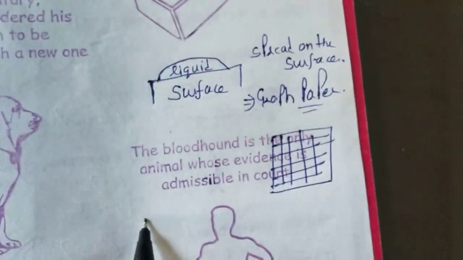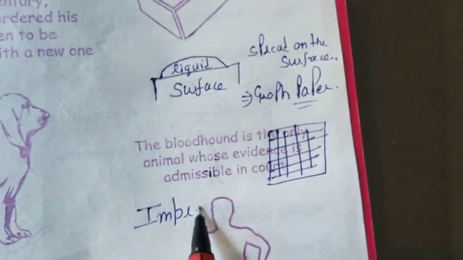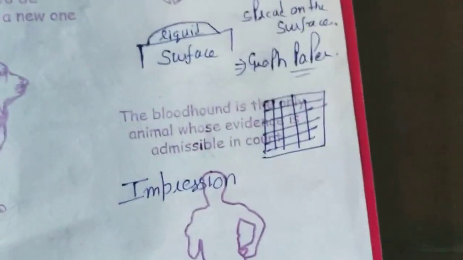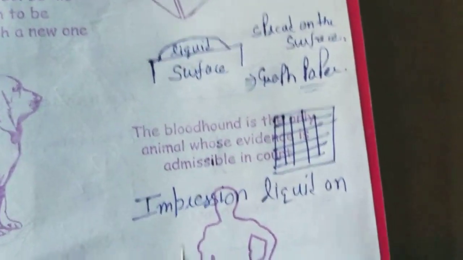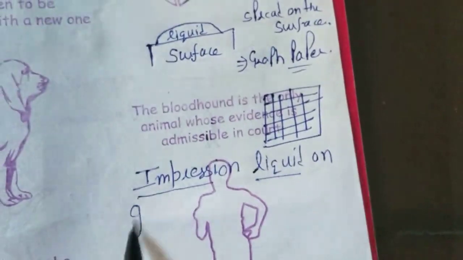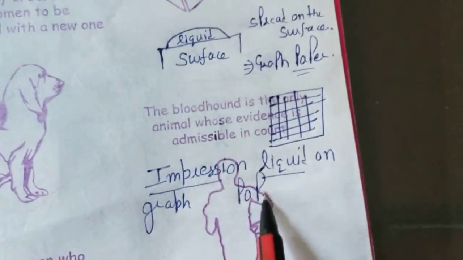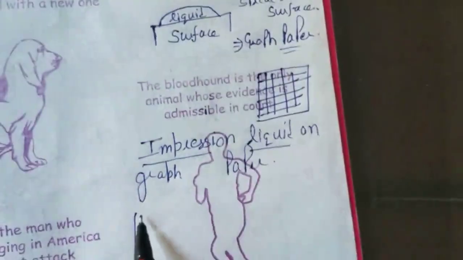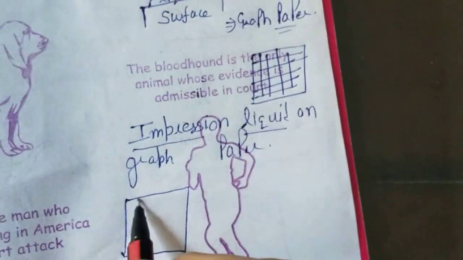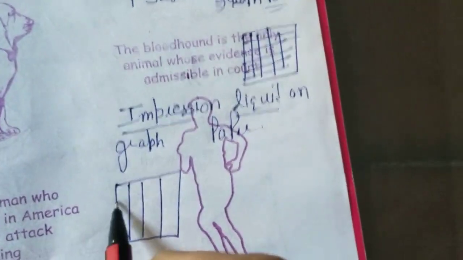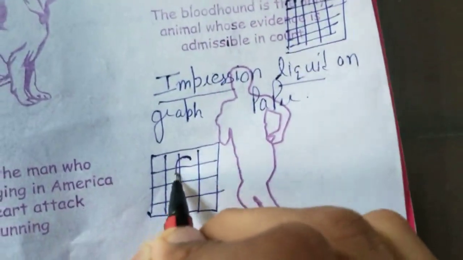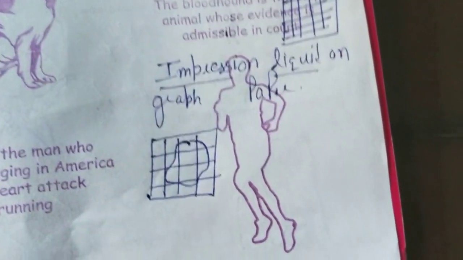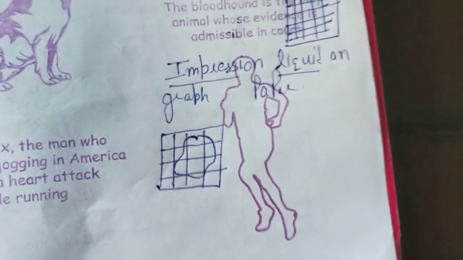And what will you get? You will get the impression. Impression means a print. Impression of this liquid means you will get the shape of the liquid on the graph paper. Suppose you will get an impression like this of the liquid. The shape will be formed.